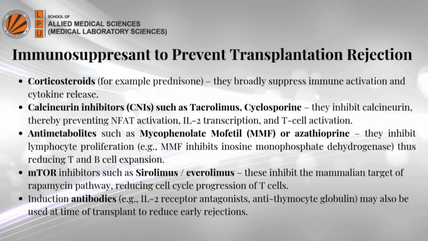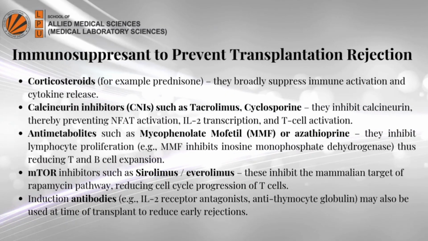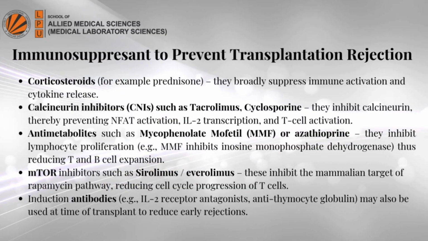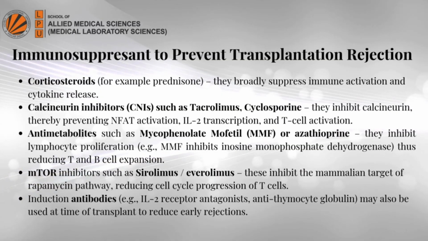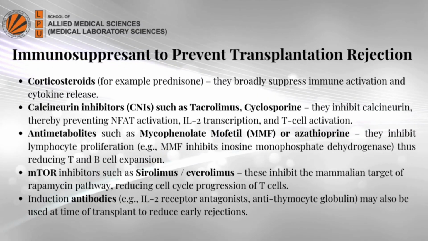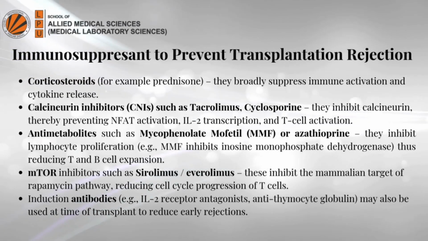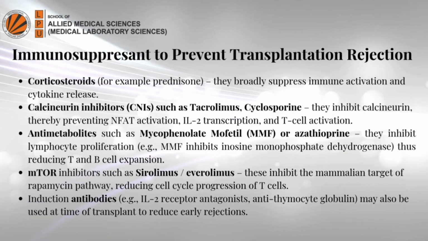Calcineurin inhibitors, CNIs, such as tacrolimus and cyclosporin, inhibit calcineurin, thereby preventing NFAT activation, IL-2 transcription, and T cell activation. Anti-metabolites such as mycophenolate mofetil, MMF, or azathioprine inhibit lymphocyte proliferation, e.g., MMF inhibits inosine monophosphate dehydrogenase, thus reducing T and B cell expansion. mTOR inhibitors such as sirolimus and everolimus inhibit the mammalian target of rapamycin pathway, reducing cell cycle progression of T cells.